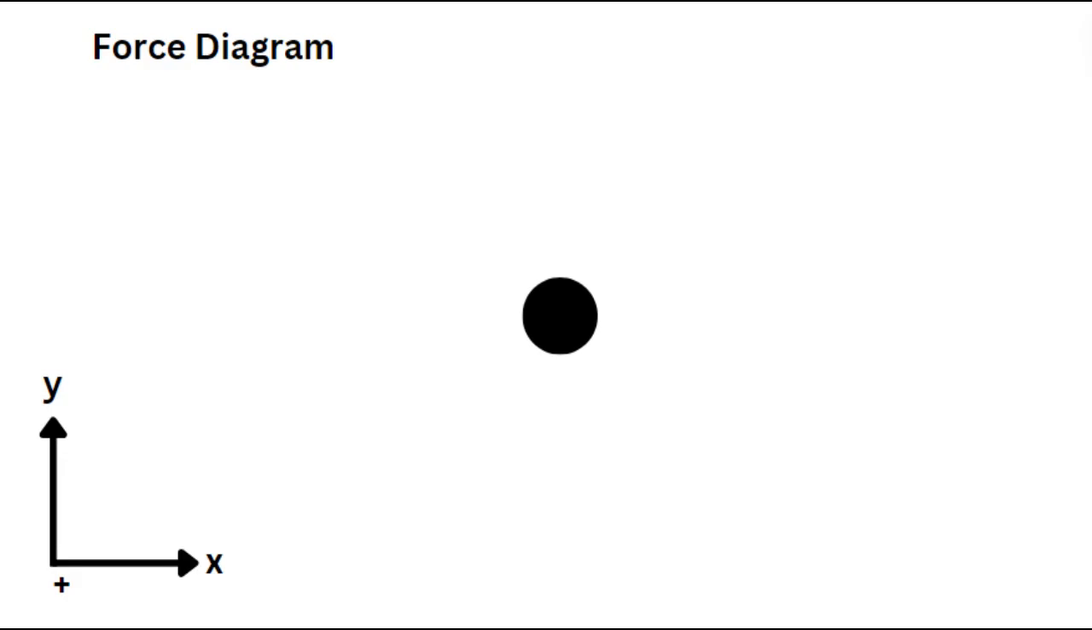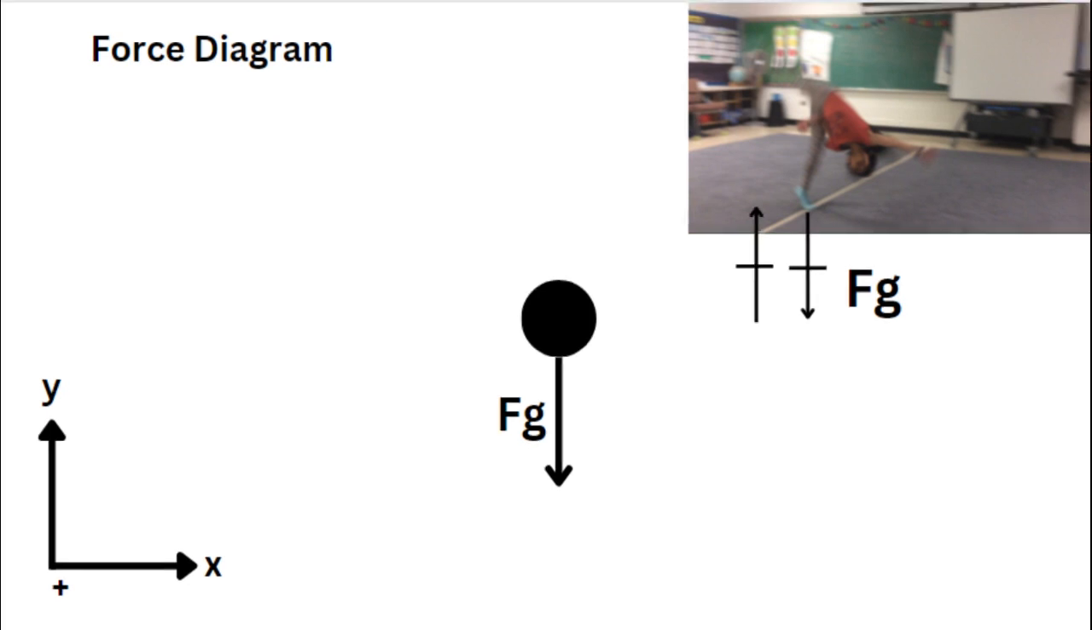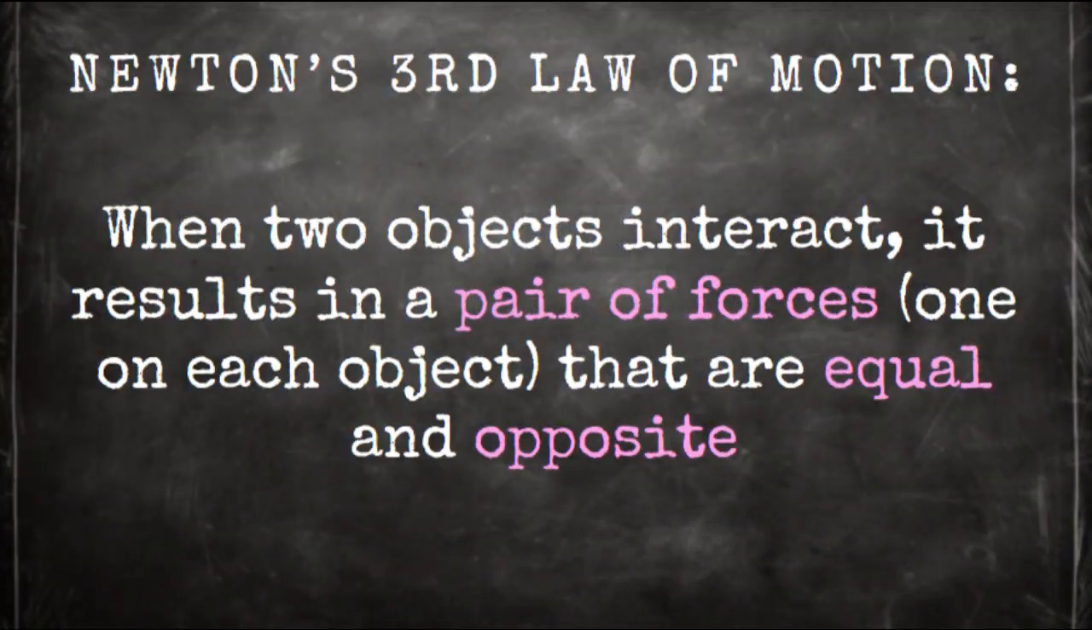Now we can construct the force diagram, showing forces that are acting on the object under the assumption that the object is a point mass. We will assume that forces pointing up and right are positive. The earth pulls me down with the force of gravity, but it's important to note that I am also pulling the earth up. We can explain this through Newton's third law of motion. When two objects interact, it results in a pair of forces, one on each object, that are equal and opposite. So, I feel a force pulling down, and the earth feels an equivalent force pulling up.